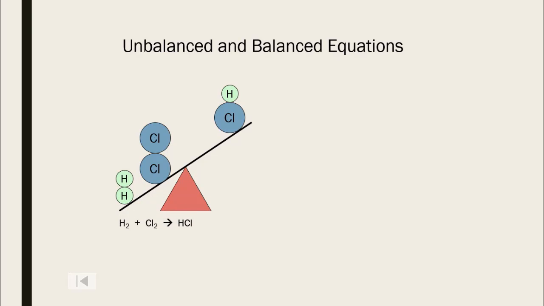For example, here I have a comparison between unbalanced and balanced chemical equations. Here, in the unbalanced chemical equation, I have a molecule of hydrogen, which contains two hydrogen atoms, and a molecule of chlorine, which contains two atoms of chlorine, and it produces a molecule of HCl, or hydrochloric acid. So I have two atoms of hydrogen and it produces one atom of hydrogen, two atoms of chlorine and it produces only one atom of chlorine, and this is totally wrong.